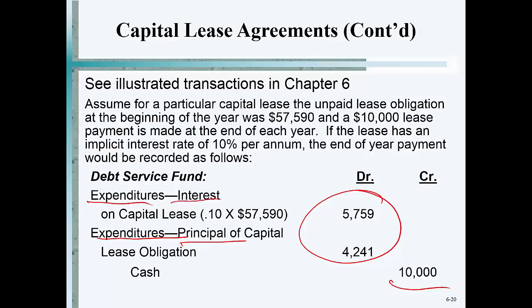Do they show me the government-wide level here? No, they don't. What do you want me to do at the government-wide level? You want me to debit interest expense? For how much? 5,759. Principal expense: I'm going to debit lease payable $4,241, and credit cash for the 10,000. Right? So we've already done this now. This is the 12th time. Okay?